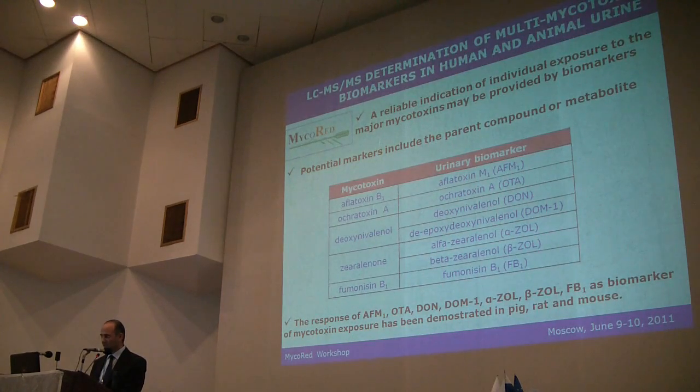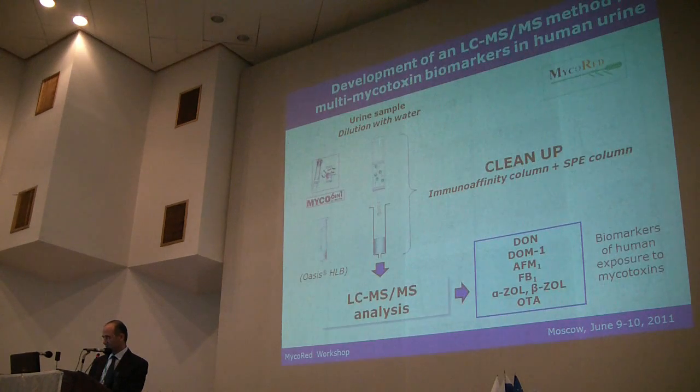For example, a good biomarker for aflatoxin B1 in urine is aflatoxin M1. Ochratoxin A is ochratoxin A, you find in the urine ochratoxin A. And for deoxynivalenol, a good biomarker is the deoxynivalenol, but also the metabolite of the deoxynivalenol. And for the zearalenone mycotoxin, good biomarkers are alpha and beta zearalenol. For fumonisin B1, the biomarker is the same mycotoxin.